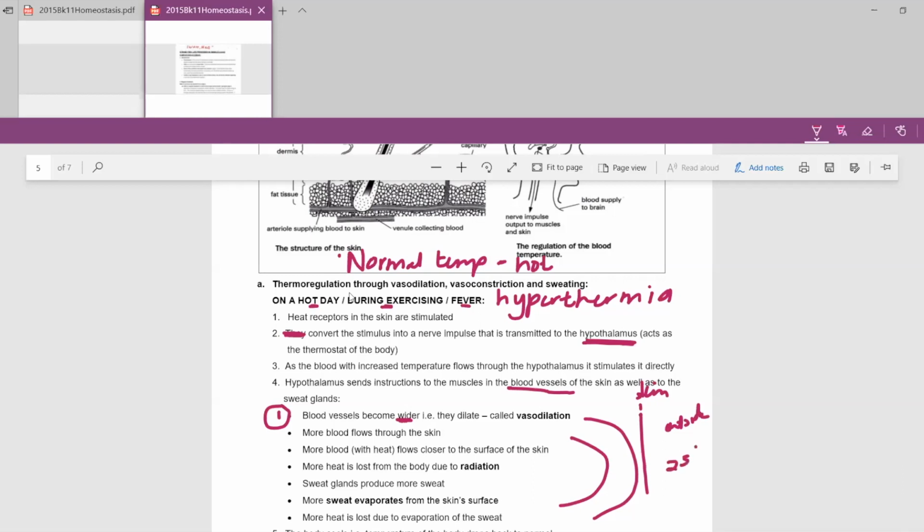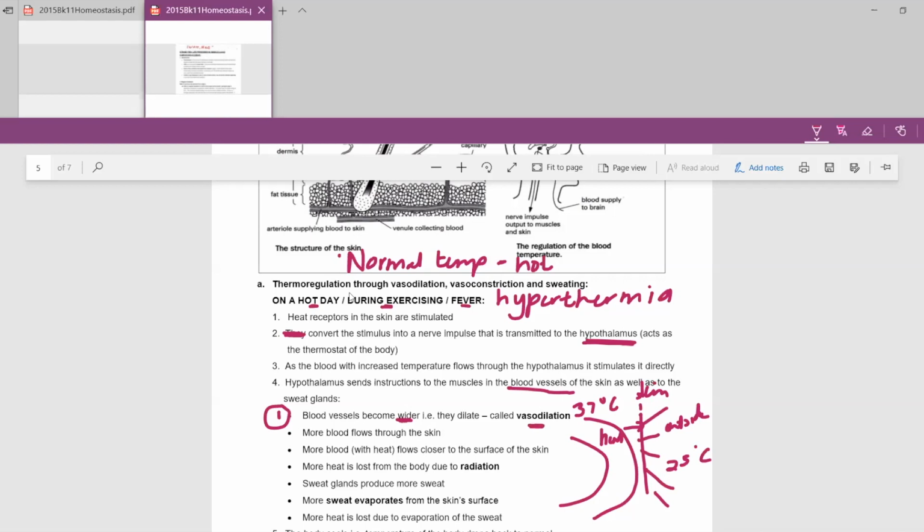Outside is 25 degrees, and your body temperature is 37 degrees. If the blood flows to the surface of the skin, the heat from the blood flows to the surface, and the heat can be lost by radiation. So on a hot day, the blood vessels become wider. Another word for that is dilate. This process is called vasodilation. You must have that in your answer.